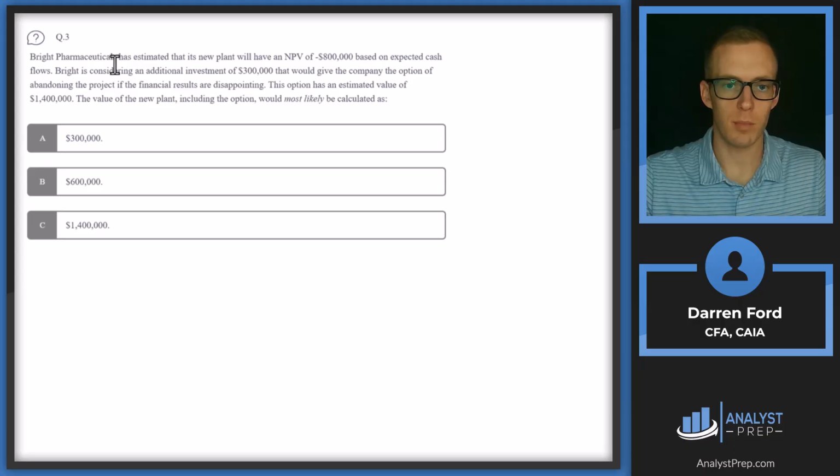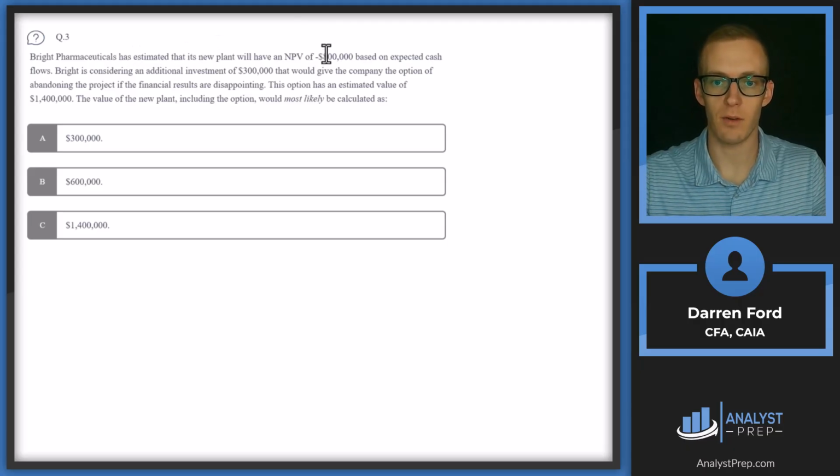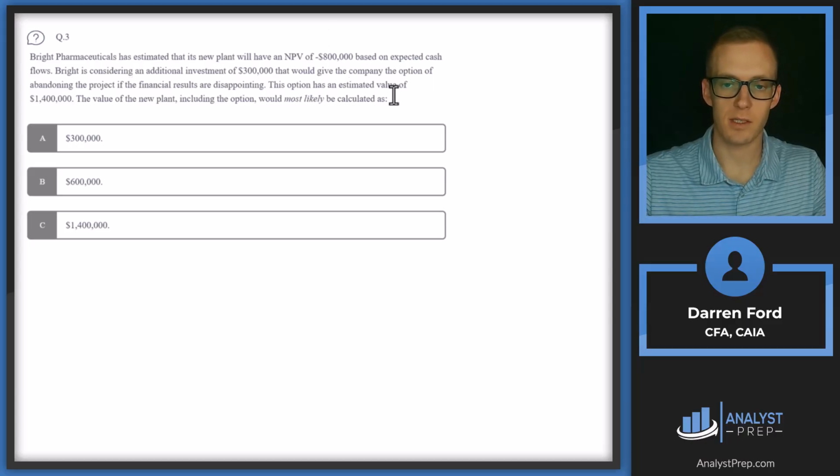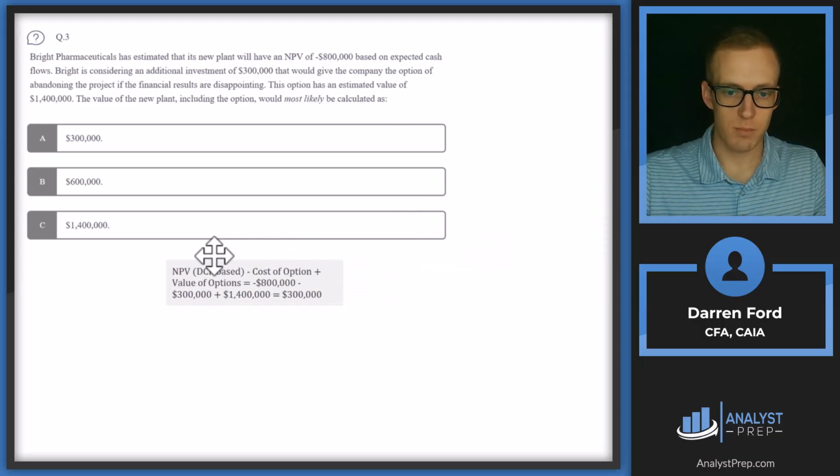Question 3. Bright Pharmaceuticals has estimated that its new plant will have an NPV of minus 800,000 based on expected cash flows. Bright is considering an additional investment of 300,000 that would give the company the option of abandoning the project if the financial results are disappointing. This option has an estimated value of 1.4 million. The value of the new plant, including the option, would most likely be calculated as... So how we solve this is pretty straightforward.